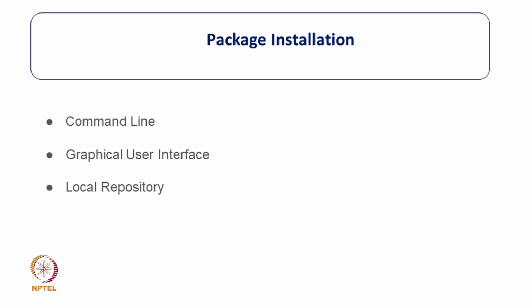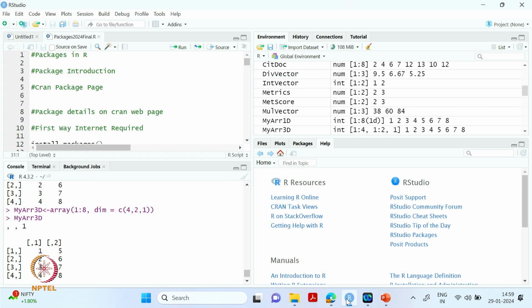The first way is using the command line, and the second way is using the graphical user interface of R or RStudio. Then the third way: if you have already downloaded the packages and want to install from a local repository, you can do that also. First we will see how we can install the package using the command line, and then we'll see the other options.